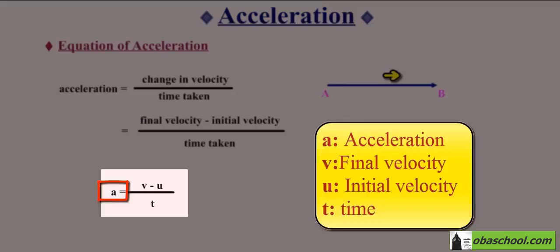This equation is symbolized as a for acceleration equals v minus u, where v is the final velocity and u is the initial velocity, divided by t, which is the time taken. Now, if you ask why we use the symbol u to express the initial velocity, it's simply because the letter u comes before the letter v in the alphabet. Now, let's see what the units for acceleration are.